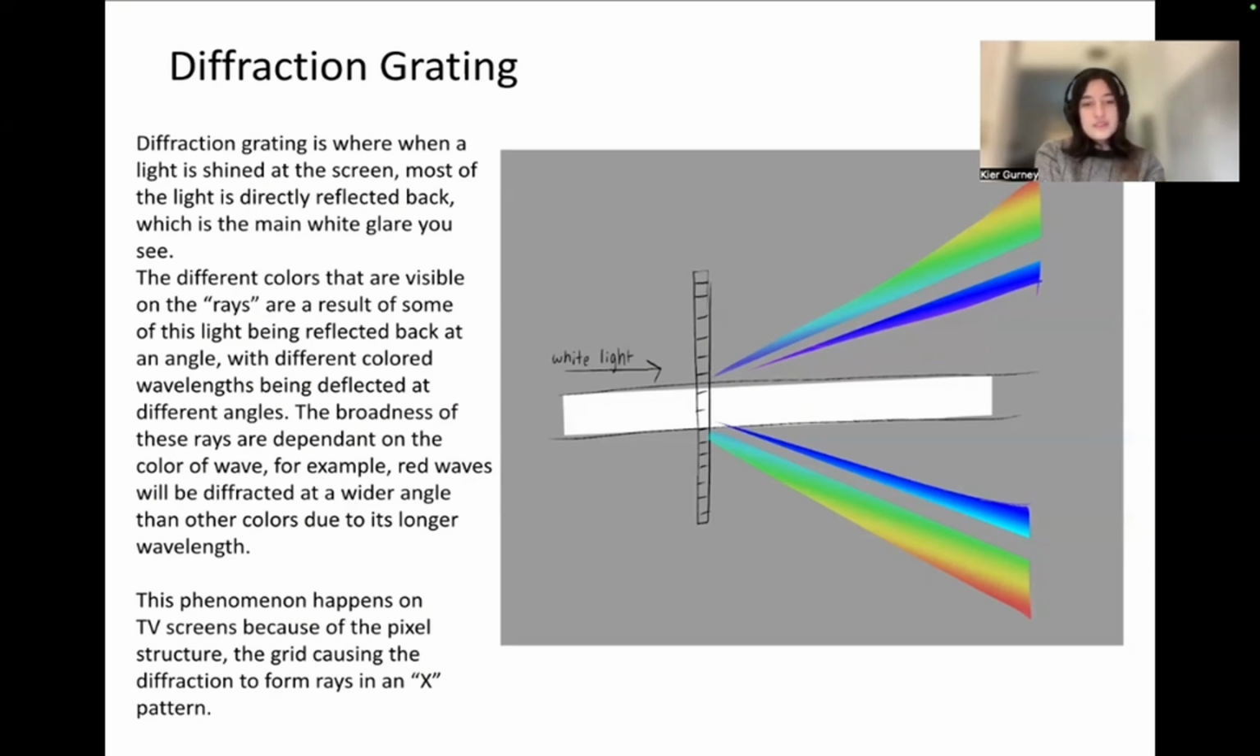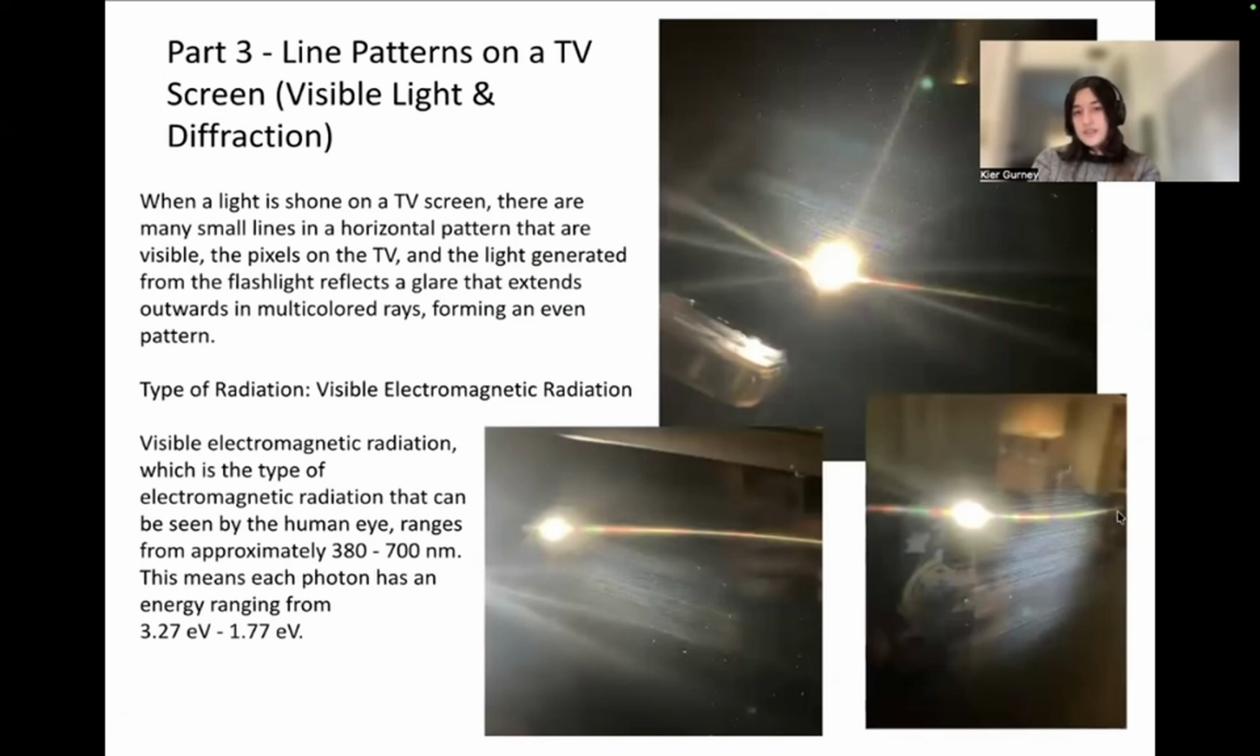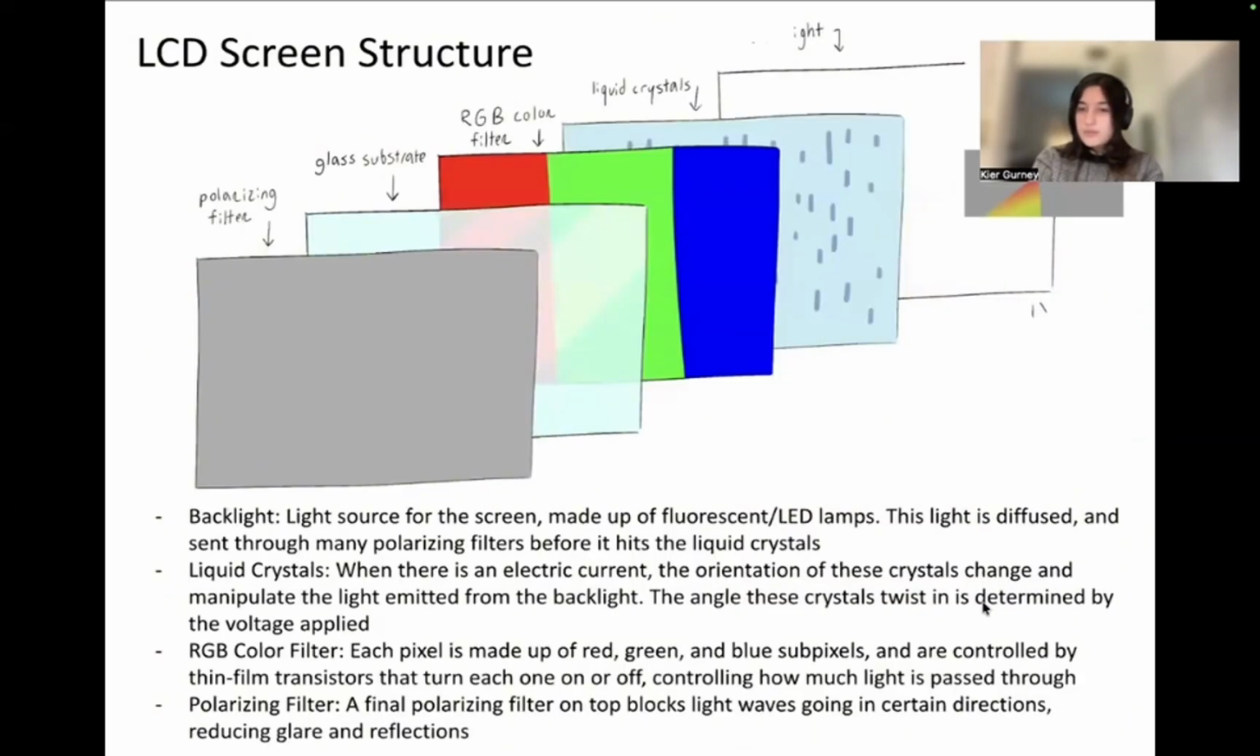This phenomenon happens on TV screens because of the pixel structure, in which the pixel grid causes a diffraction to form rays in an X pattern. Which, if you look at this image, you can see these rays going outwards.